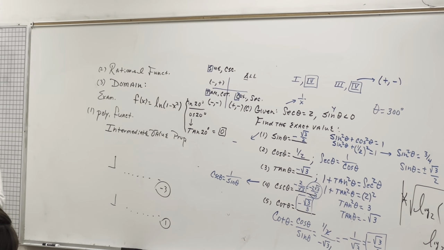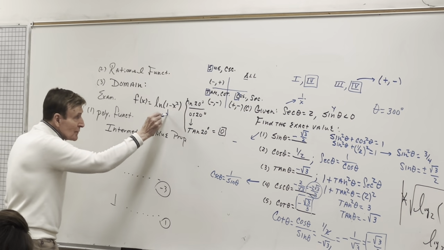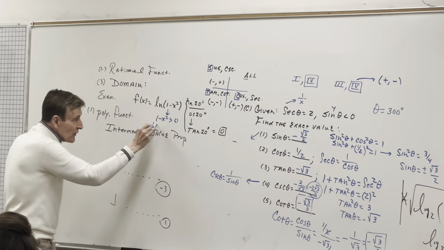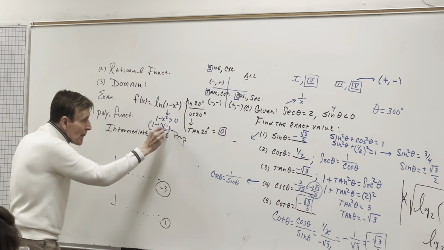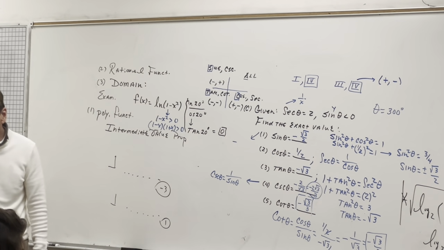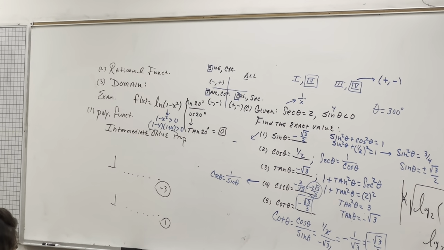How does one approach it? What do you know about a log that helps you find the domain? This inside part must be what? It's gotta be greater than 0. And this would factor. And by this point, I think all students would recognize after factoring, you're going to use what? Sign analysis to answer that question. And that'll help you answer the question. Okay, that's domain, rational function, polynomial function.